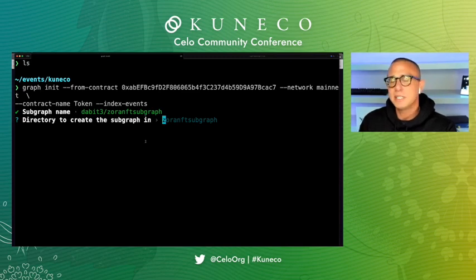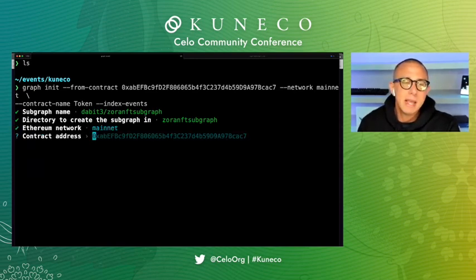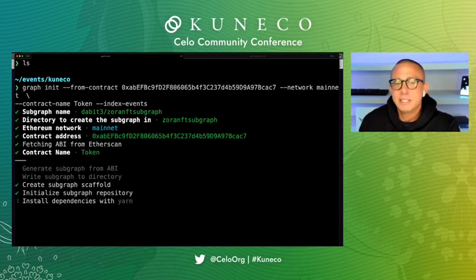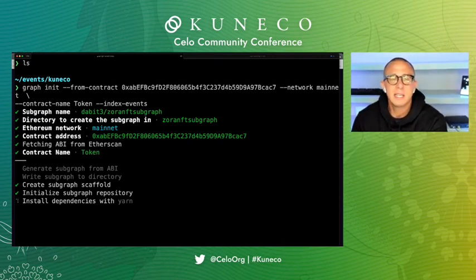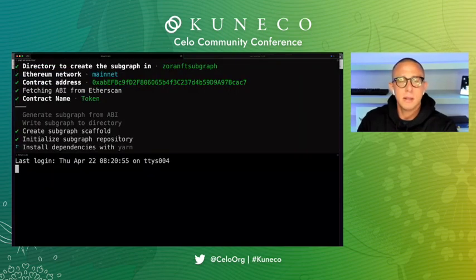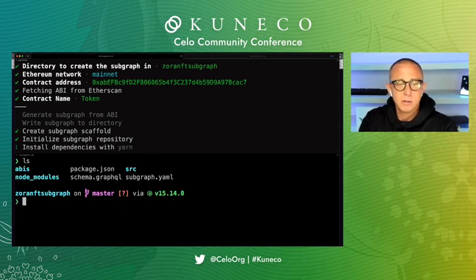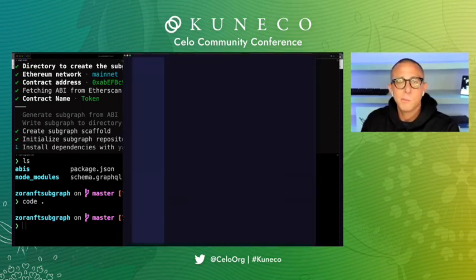And then for the rest of these options, I can just take the defaults. So the directory Zora NFT subgraph is cool. The network Ethereum mainnet is cool. The contract address, whatever we entered is what we want. And then the contract name, what we set was token. So the CLI is now going to generate all of this boilerplate that we need to get started. And if we now look in our directory, we'll see that we have this new folder called Zora NFT subgraph. What we're going to do now is open that up in our text editor.